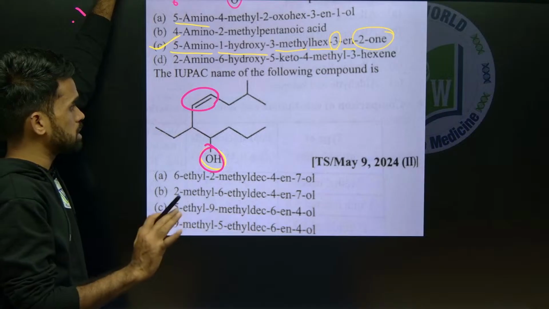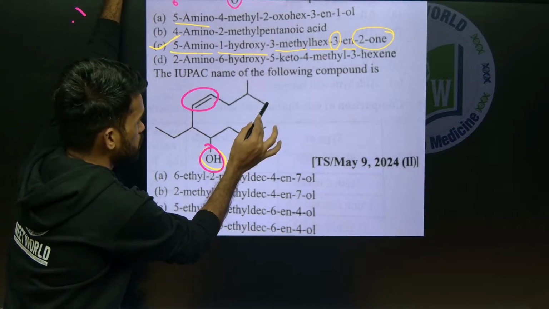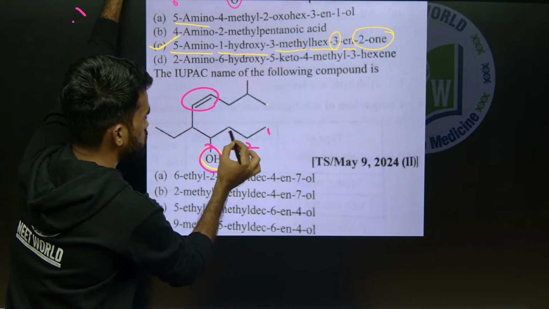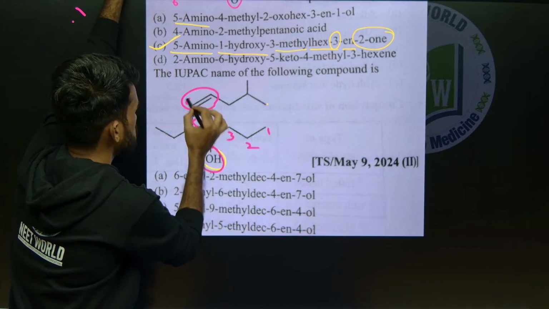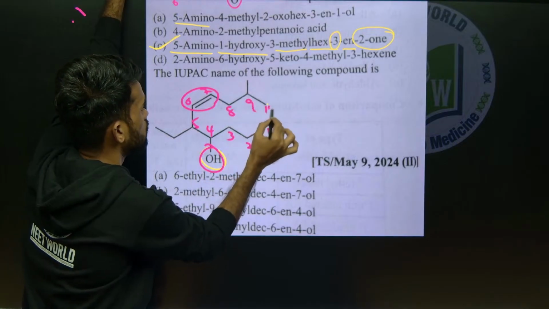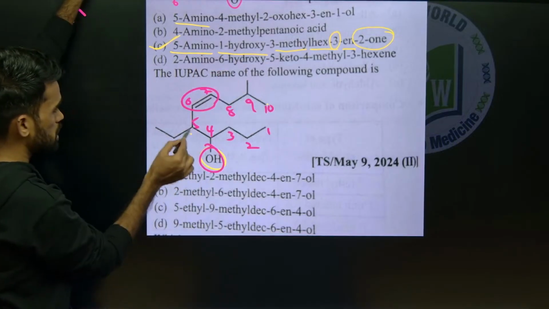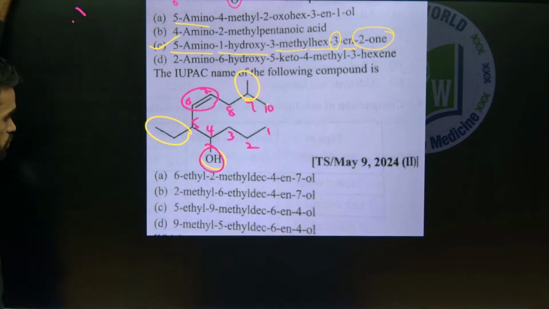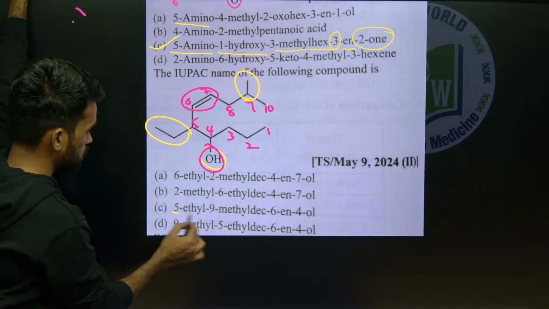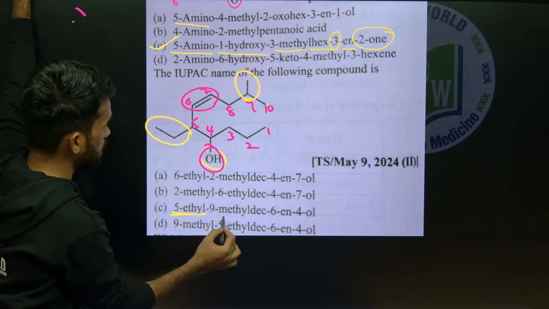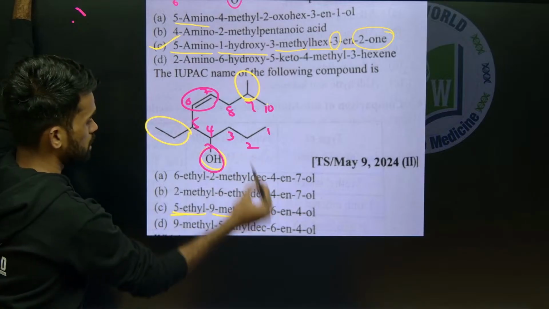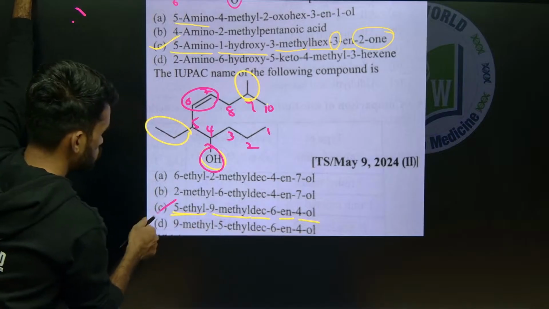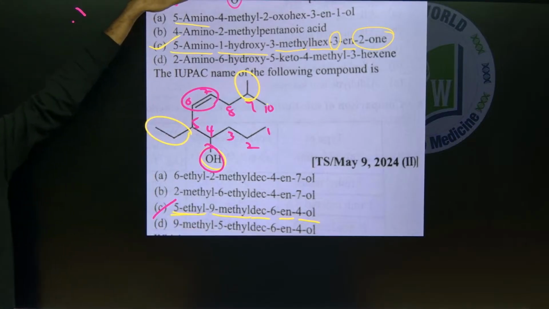So the priority functional group is here, so that should be numbered first. That should get the lowest number possible. If I start from here, it will get a much bigger number. So if I go from here: 1, 2, 3, 4, 5, 6, 7, 8, 9, 10, that's it. At the 5th position we have ethyl, at the 9th position we have methyl. So look at the options: 5 ethyl, 9 methyl, 10 means dec, at the 6th position a double bond, 4 ol, that's it. Option C is perfect.